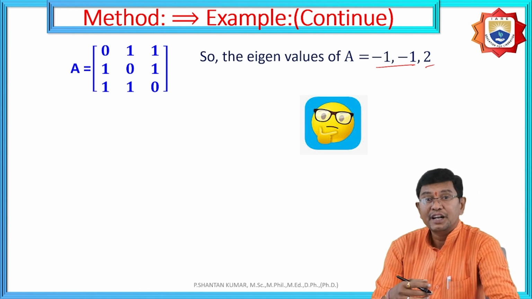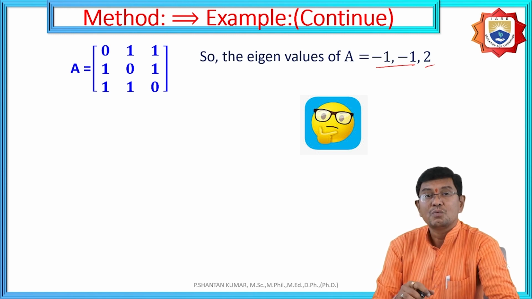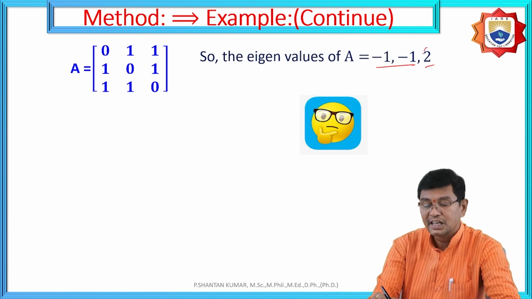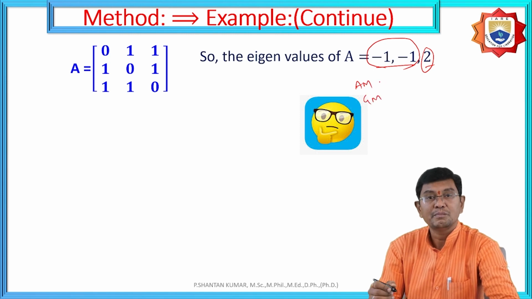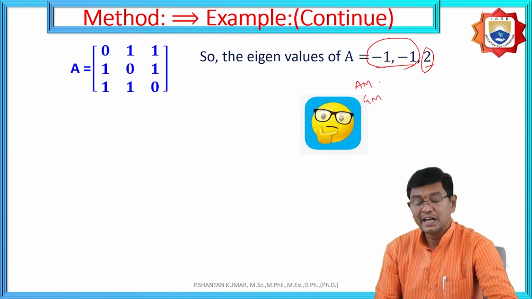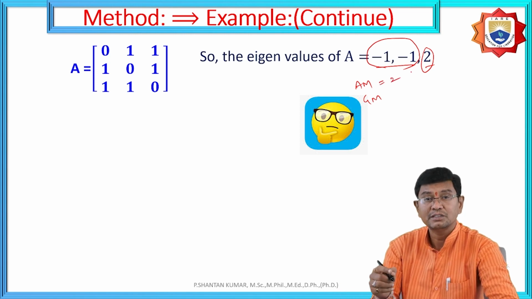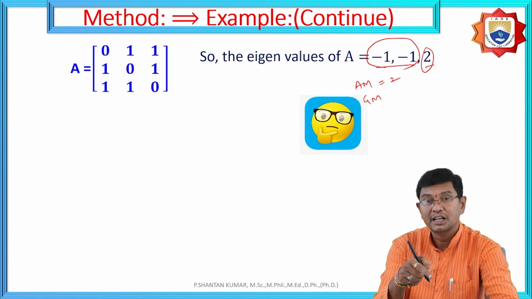When an eigenvalue is repeated, we need to check the algebraic multiplicity and geometric multiplicity. But here the eigenvalue 2 is single, therefore we are not going to concentrate on it. We need to find the AM and the GM for lambda equal to minus 1. Minus 1 is repeated 2 times, therefore the algebraic multiplicity of minus 1 is 2.